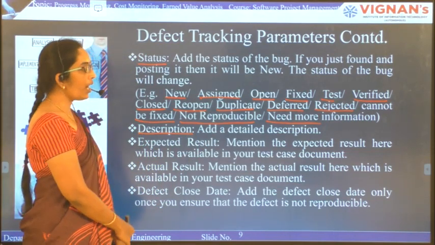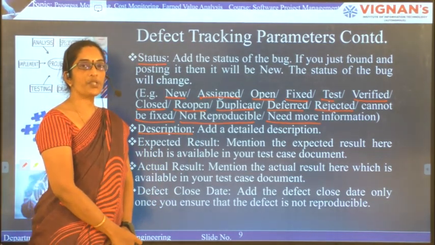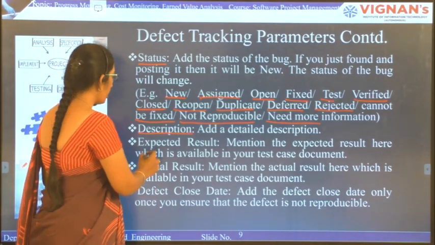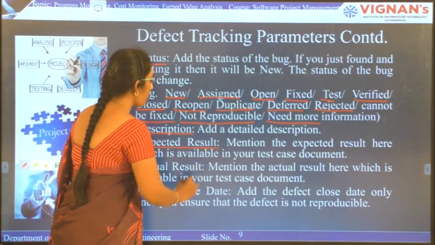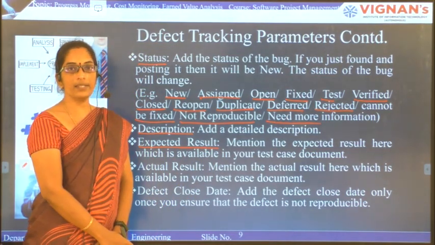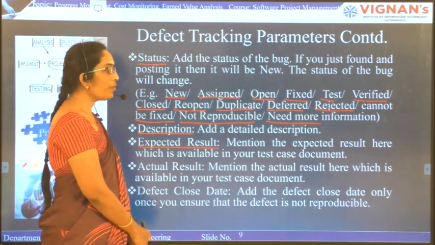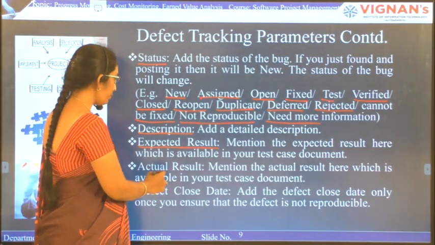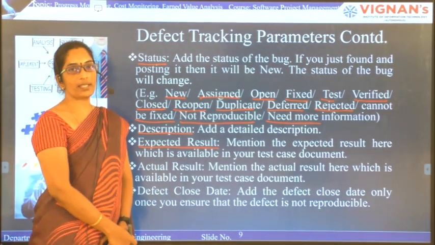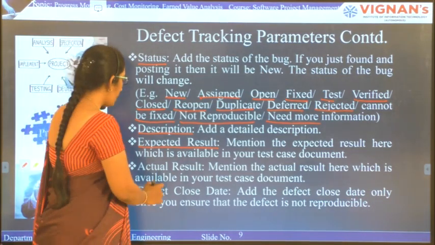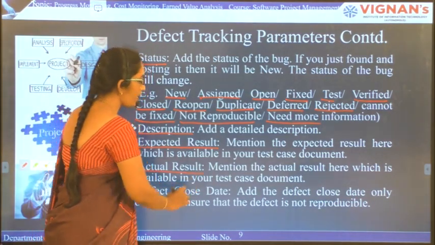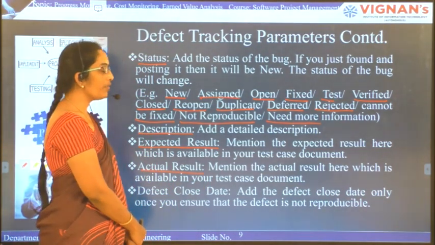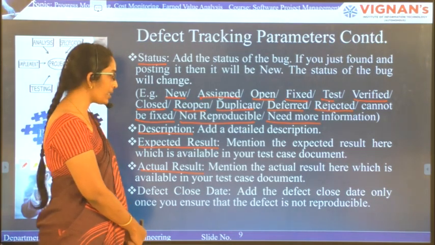And the next one is description. So we have to add a detailed description about the defect in this parameter. And the next parameter is expected result. So we have to mention the expected results here, which is available in your test case document. And the next parameter is actual result. So we have to mention the actual result here, which is also available in the test document.